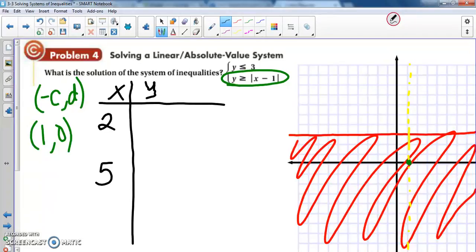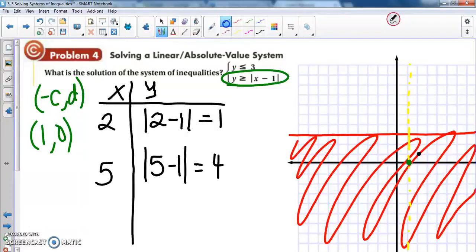And y is equal to the absolute value of 2 minus 1, which is equal to 1. And for 5, the absolute value of 5 minus 1, which is equal to 4. I'm going to plot those points and reflect them on the other side. And since it's greater than or equal to, I'm going to connect with a solid line.